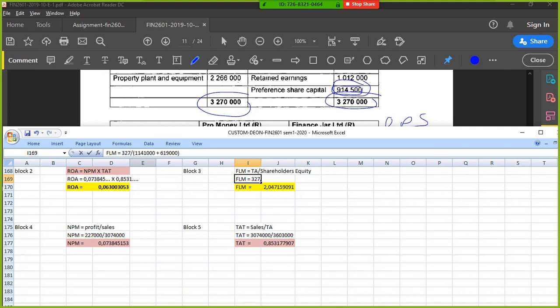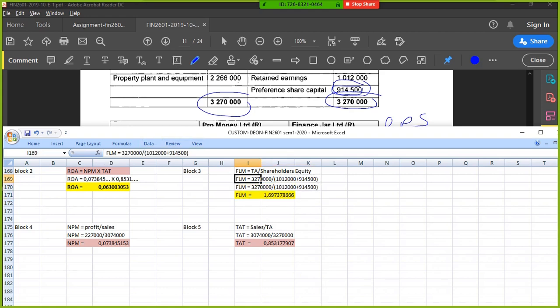327. Okay, the assets need to be replaced. 327. The equity needs to be replaced. 1012 plus 914. That part is retained earnings and preference share capital. Can you maybe just put that as shareholders' equity? So shareholders' equity is retained earnings.